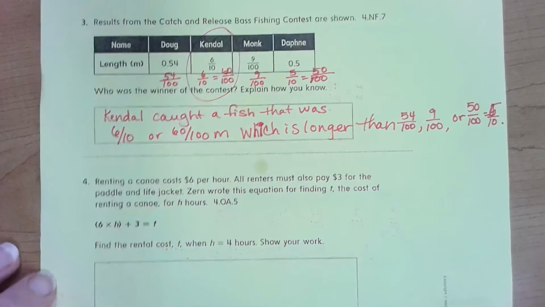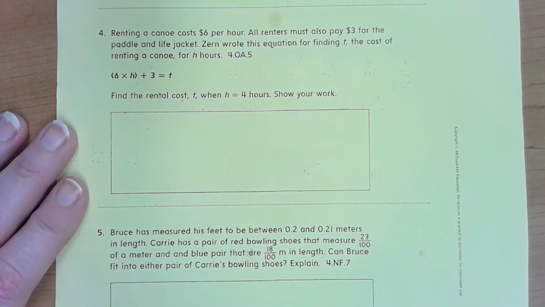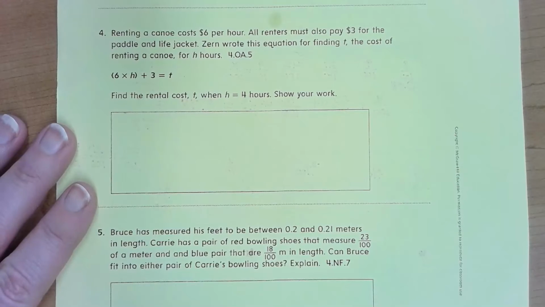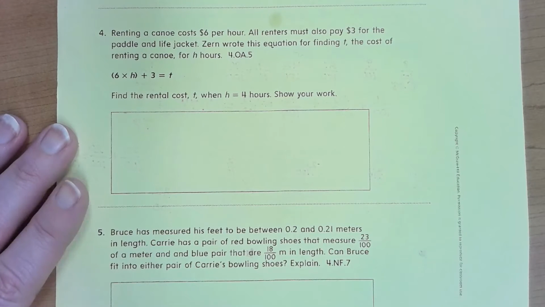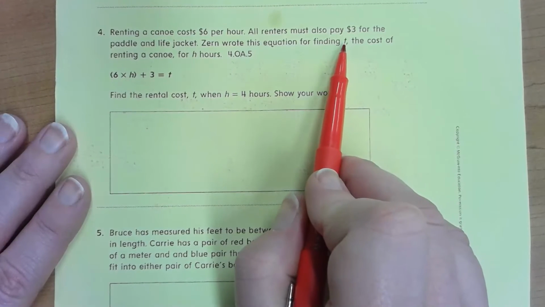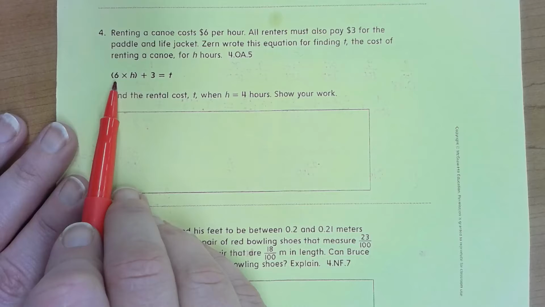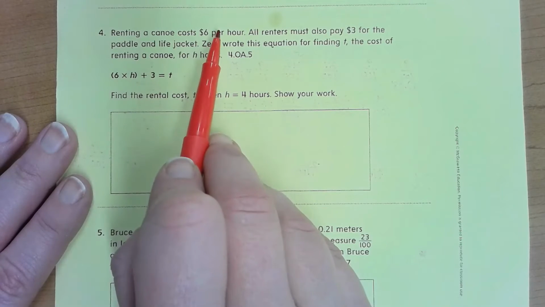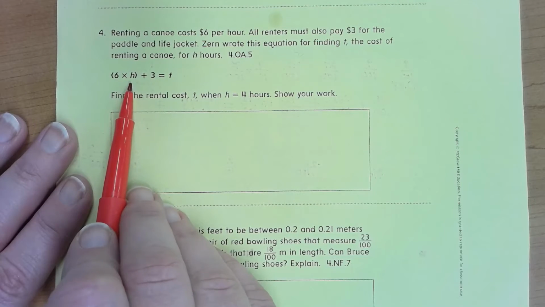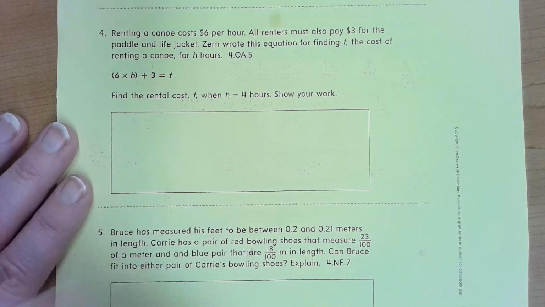Okay, let's take a look at number 4. Renting a canoe costs $6 per hour. All renters must also pay $3 for the paddle and life jacket. Zern wrote this equation for finding T, the cost of renting a canoe for H hours. So our cost is T, our hours we're renting it is H. So he said 6 times H, $6 per hour times H hours, plus the $3 cost of the life jacket and paddle is the total cost.